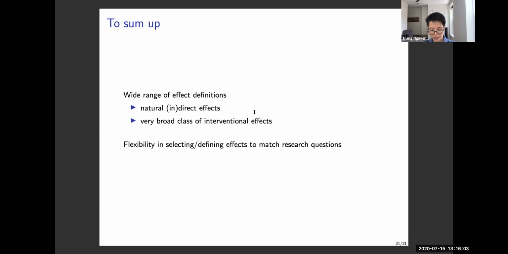So to sum up, there is a wide range of effect definitions of these 2 types, and this provides researchers with ample flexibility in defining effects that match the research questions.